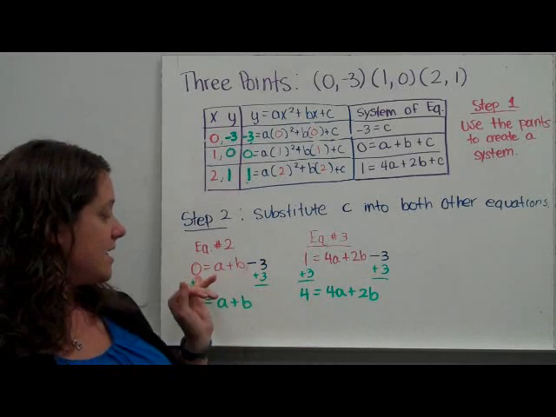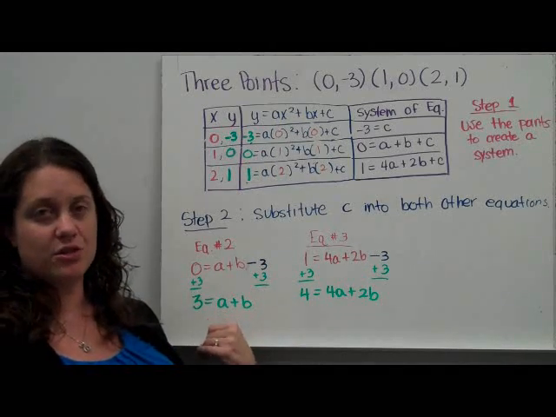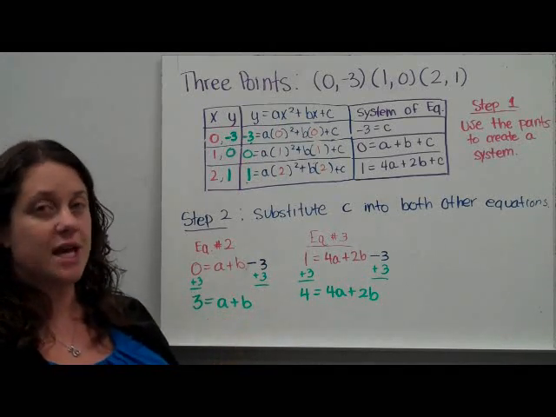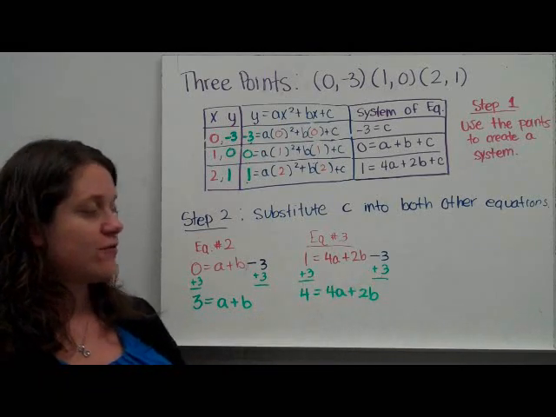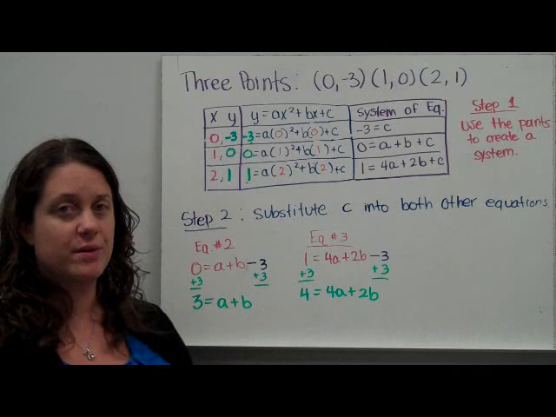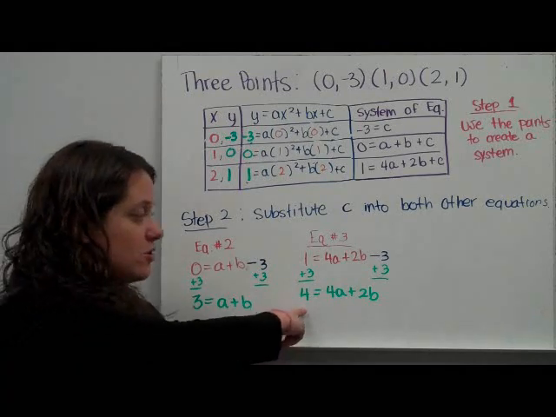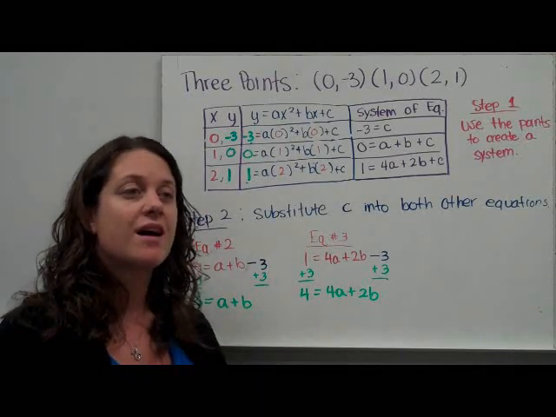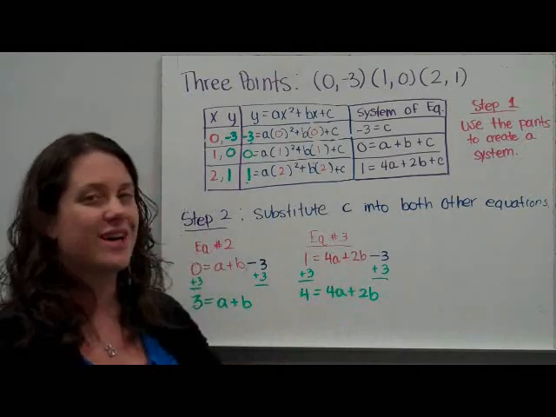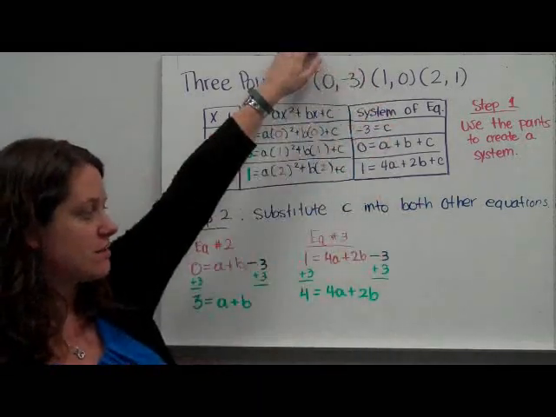Okay, now I add c to both sides, so now I have something that looks just like a linear equation, 3 equals a plus b. Over here I add 3 to both sides, and I end up with 4 equals 4a plus 2b. So now I'm left with 2 systems of equations, so who knows what I do next? Yes? Okay, great, solve the system of equations.